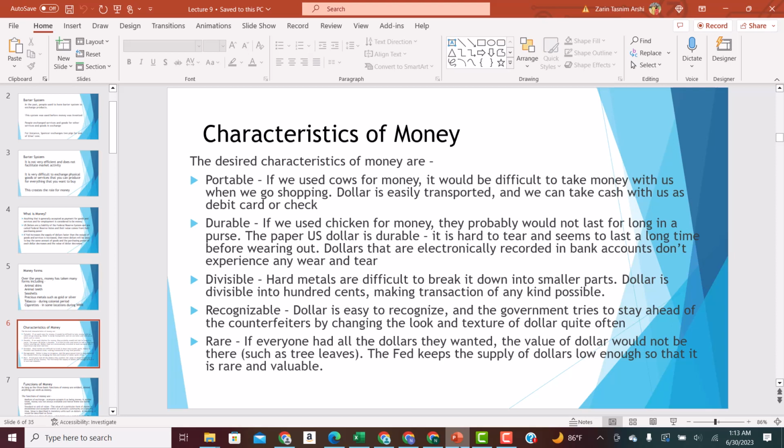Then finally, the final characteristic of money is it should be rare. If everyone had all the dollars they wanted, the value of dollars would not be there, right? If we had so many dollars, then we wouldn't have to work hard to earn dollars. But in reality, we really have to work hard, go to employment or go to a job site and then earn the money, right? So the Fed keeps the supply of dollars low enough so that it is rare and it has value to the society. So these are the characteristics of money.